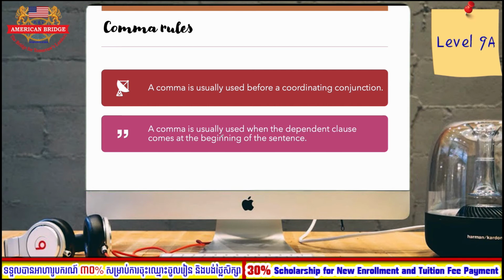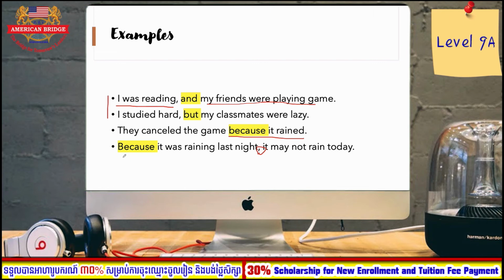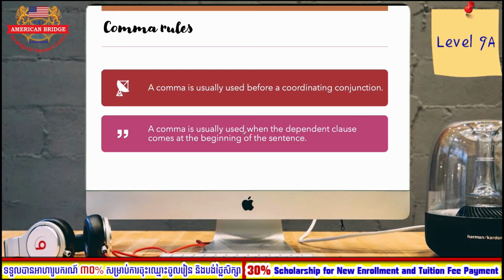A comma is usually used when the dependent clause comes at the beginning of the sentence, right? The independent clause comes at the end of the sentence. And the dependent clause refers to the clause that has the subordinating conjunction. So when the subordinating conjunction begins the sentence, you need to use a comma. However, when the subordinating conjunction is in the middle or end of the sentence, the comma is not needed, right? So it's easy to remember.